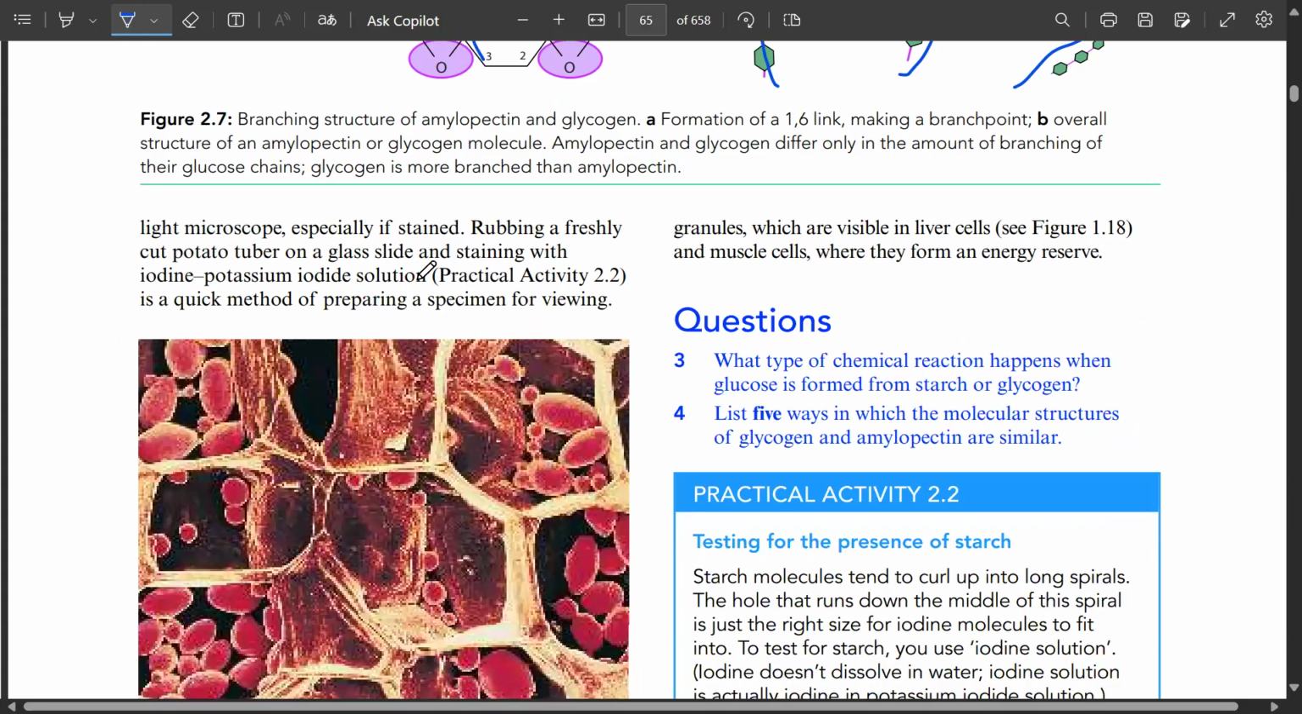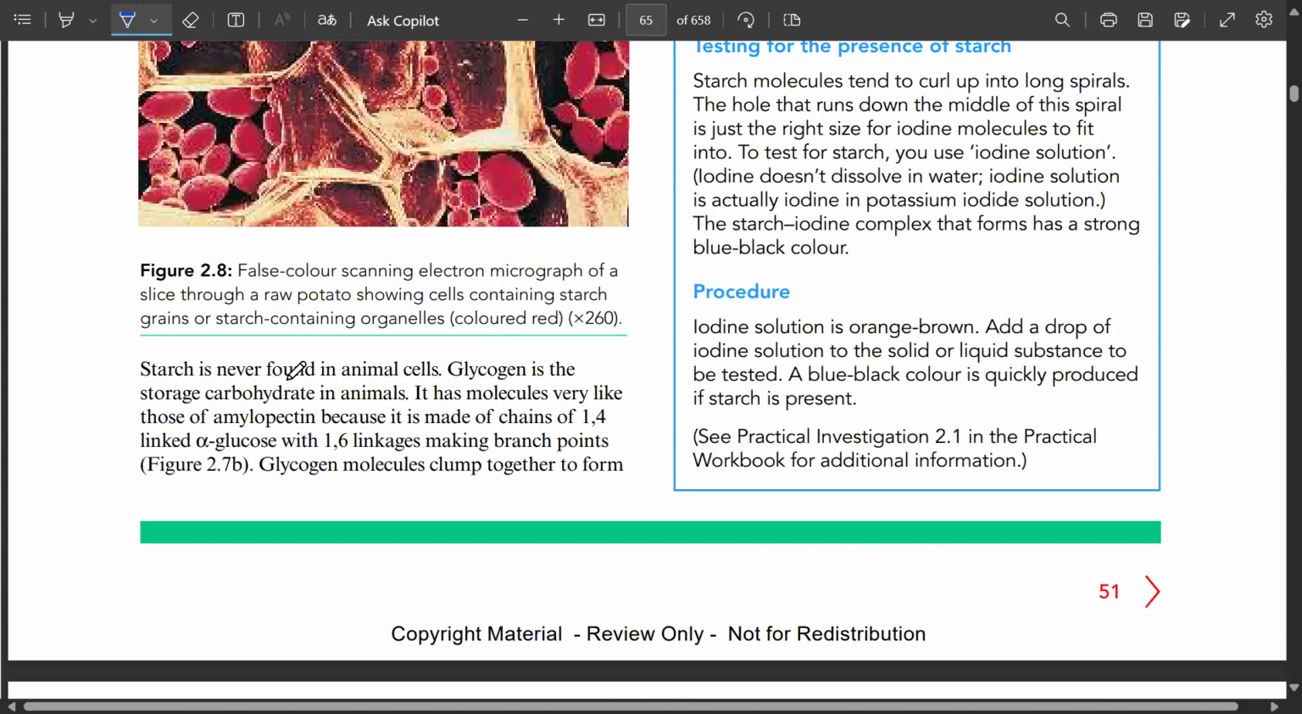Under a light microscope, especially if it's stained, rubbing a freshly cut potato tuber on a glass slide and staining with an iodine potassium iodide solution is a quick method of preparing a specimen for viewing as well. Starch is never found in animal cells. Glycogen is actually the storage carbohydrate in animals, and starch is the storage carbohydrate in plants. Because when glucose or sucrose is made in photosynthesis, it has to be converted to starch in order to store it.